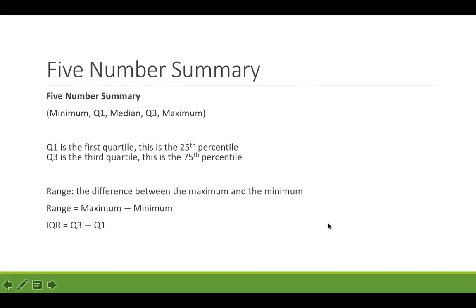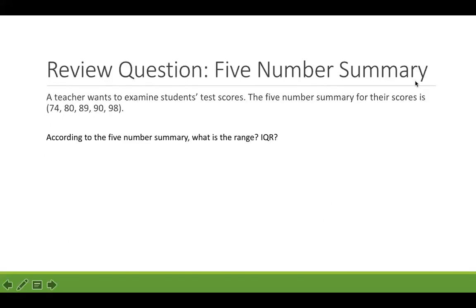To put this 5-number summary into perspective, I have a review question here. A teacher wants to examine students' test scores. The 5-number summary for their scores is 74, 80, 89, 90, 98. According to the 5-number summary, what is the range? And then can you calculate the IQR? This is how you will be given a 5-number summary. You can also be given a 5-number summary to interpret the values that you get. If you can calculate the range and the IQR, that'd be great. Put the numbers in the chat box when you're done.